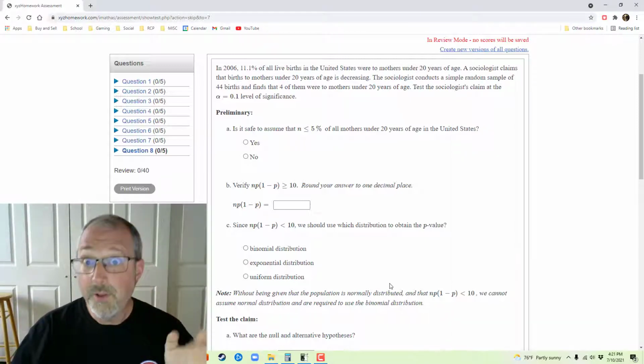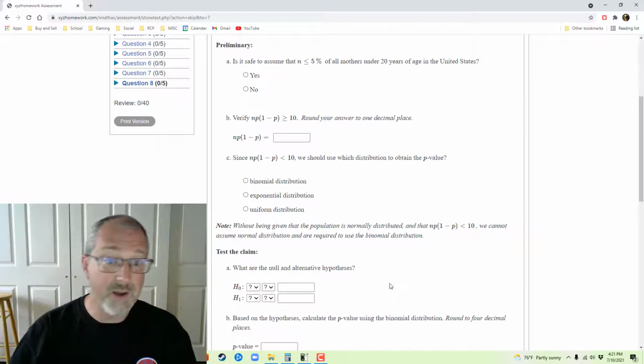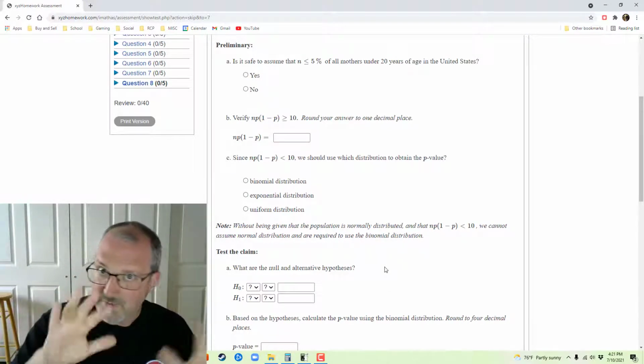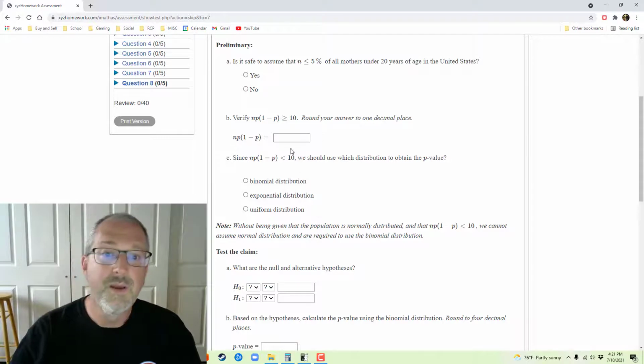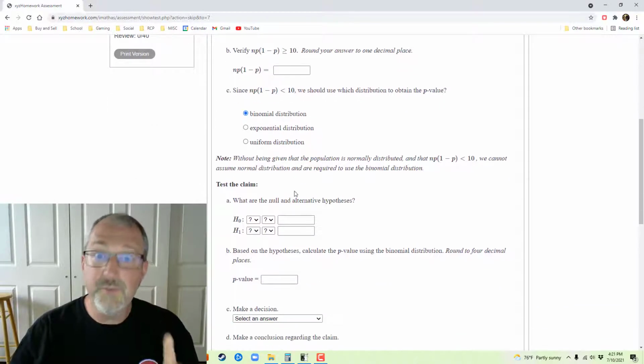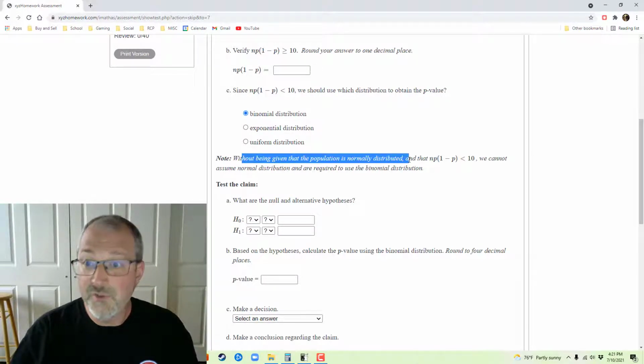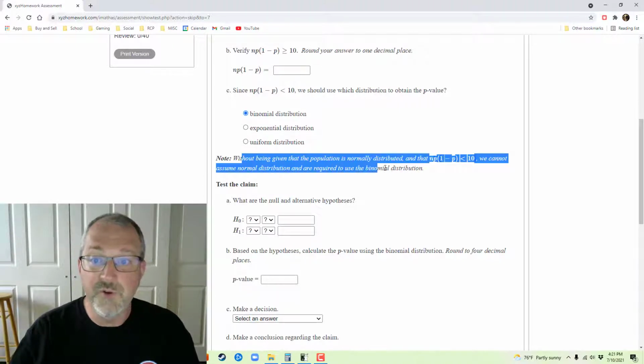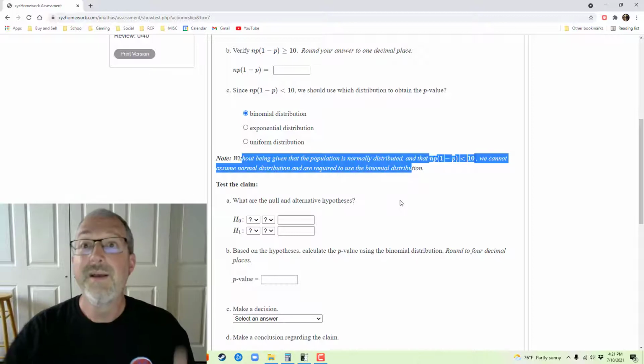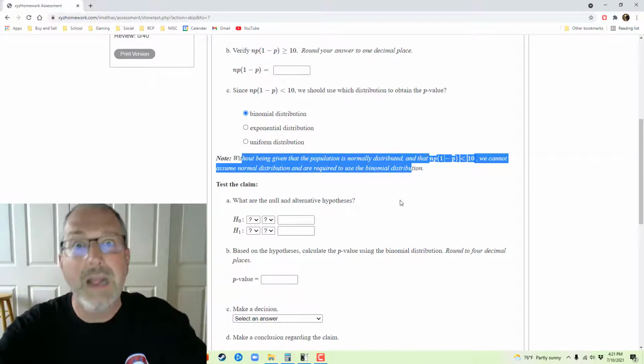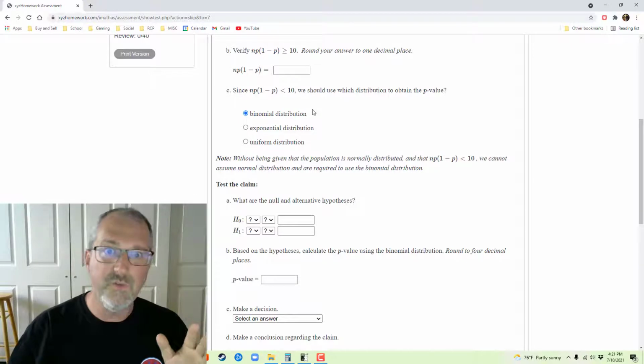So if you look on the bottom of page 16 or on the bottom of page 6, these page numbers might be off if I change my notes a little bit, but it says if this fails, you have to use the binomial distribution. And the binomial distribution is a review of chapter 4. Now it says, without being given that the population is normally distributed, and with np(1-p) less than 10, we cannot assume a normal distribution and we're required to use a binomial distribution. This problem is literally giving you the answer.